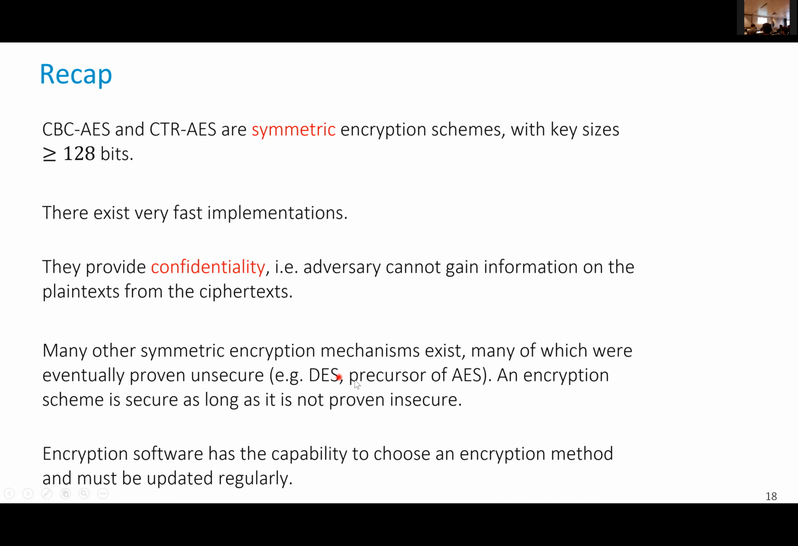I mentioned DES, that was similar to AES, but was broken one day. So an encryption scheme is secure only as long as it's not proven insecure, which means that the secure socket layer, for example, that we will see in a few more minutes, must be able to change the encryption method, not on the fly, but whenever you do the next update of your software system, and has to be updated regularly. This is one of the motivations for keeping a system up to date, which is also one of the major pains of software systems.